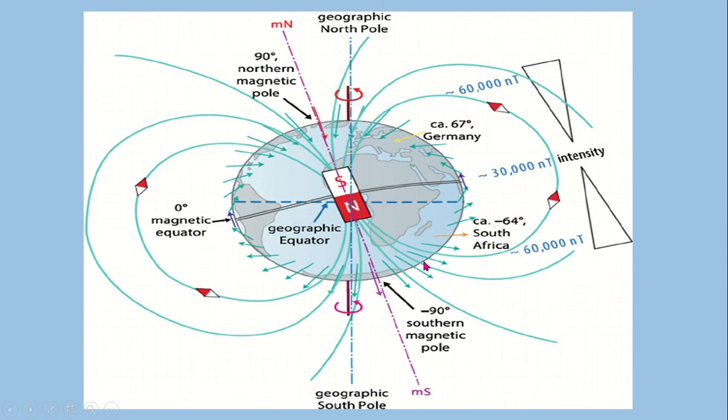Geographical axis: the imaginary line connecting the two geographical poles is called the geographical axis. Look, this is the north pole and this is the south pole, and the imaginary line connecting these two poles is called the geographical axis. Now, geographical meridian: the imaginary vertical plane passing through the geographical axis is called the geographical meridian. Look, through this geographical axis, if any plane is considered that passes vertically, then that plane is called the geographical meridian.